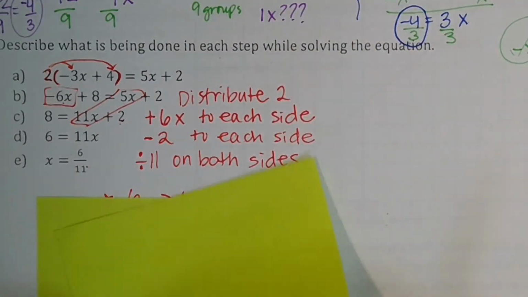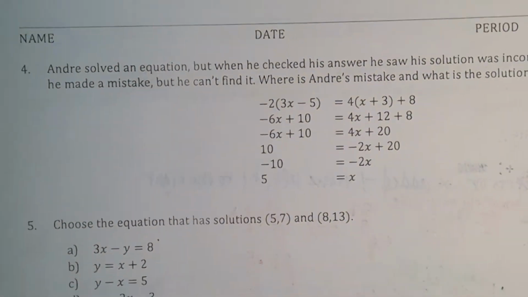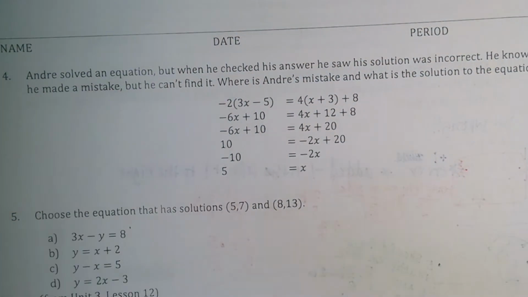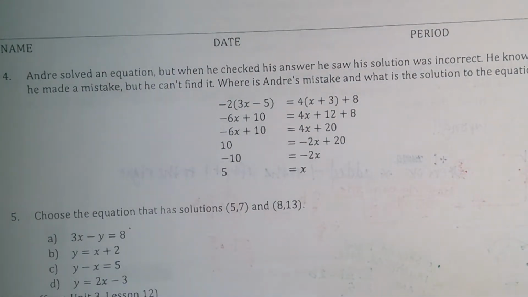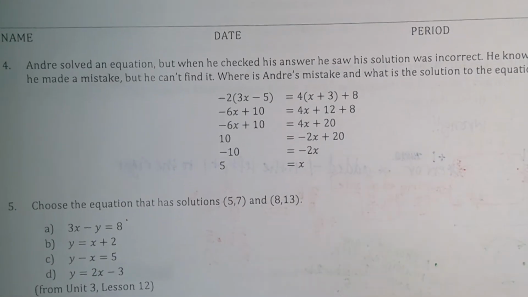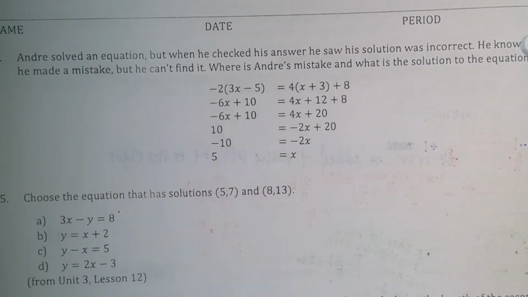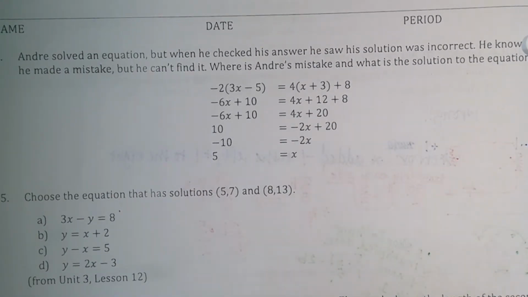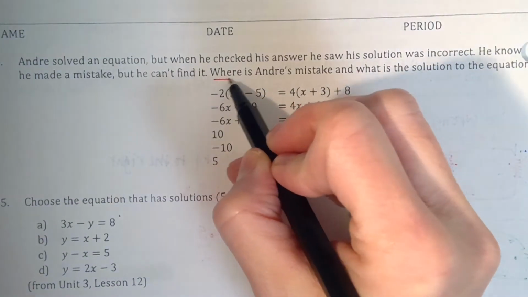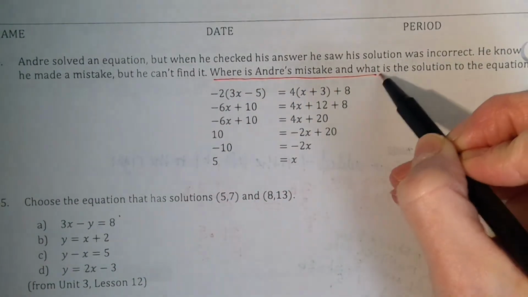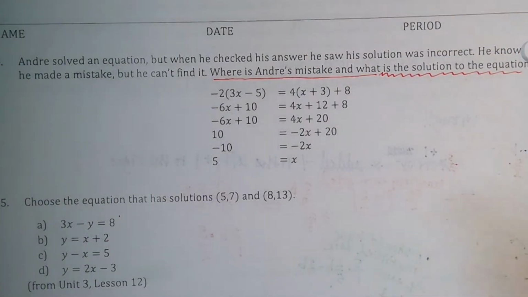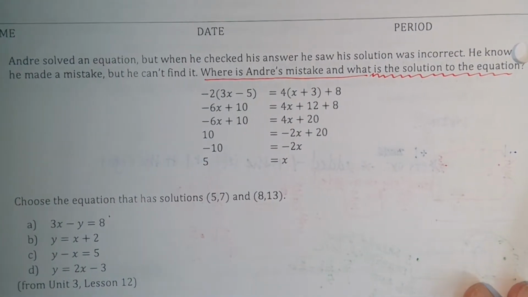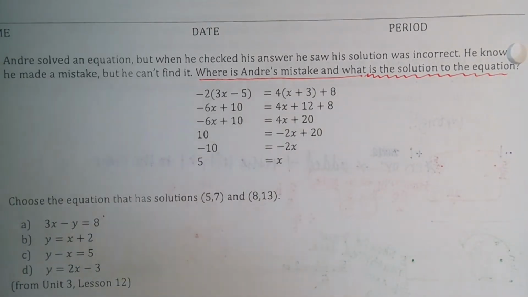All right. Now the last problem you're going to do on your own. Andre solved an equation, but when he checked his answer, he saw his solution was incorrect. He knows he made a mistake, but he can't find it. Where's Andre's mistake? What is the solution to the equation? So, your job is to find the mistake and then figure out what the solution is. Find the error, then you solve it.